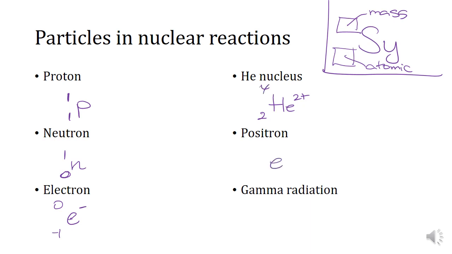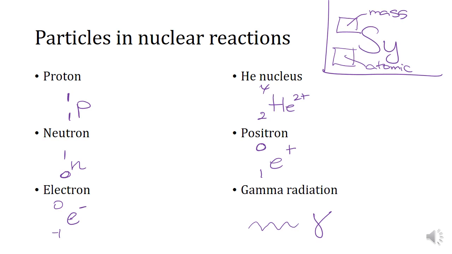A positron is something the size of an electron, so a mass number of 0, but it has a +1 charge. So if you've ever heard of a PET scan, that is positron emission tomography, and it is a form of medical imaging. And then you've got gamma radiation, which is just a wave. So we tend to just give it the symbol gamma.